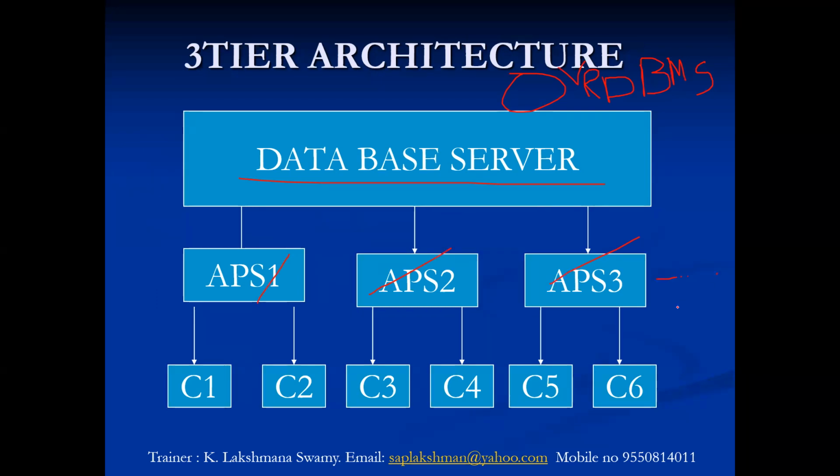Why do we have multiple application servers? Because if you have only one application server, the business transactions of all the departments are to be processed by only one application server. Then what happens? The load on that particular server will be very high. As a result, again, it will take more processing time.